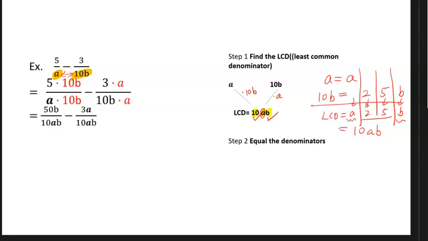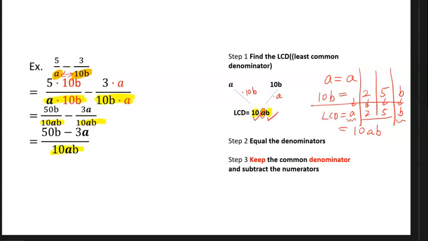So now if we look at the denominators, both of them are 10AB. Put the number first and then the variables in alphabetical order. So we got 10AB and 10AB, they match. So once we get matching denominators, we keep it. 10AB stays the same. We're only going to add or subtract the numerators. So when we look at the numerators, we have 50B minus 3A. So we just put them together as 50B minus 3A. Again, we cannot simplify this because 50B means 50 bananas minus 3 apples cannot be subtracted. They're not like terms. So we're just going to leave the answer as this.